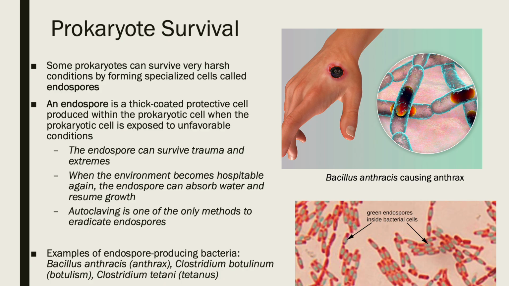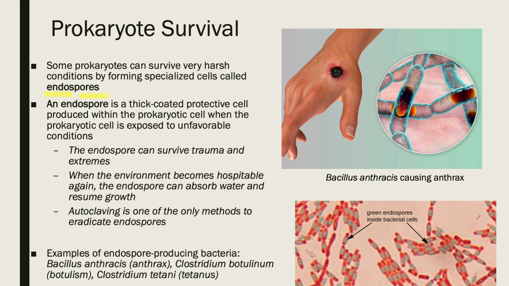Some prokaryotes are able to survive extremely harsh conditions. These types of bacteria are able to form specialized cells that we call endospores. So endo, of course, for inner, and then spore is basically an impenetrable, thickly coated cell. The technical definition: an endospore is a thick-coated protective cell produced within a prokaryote when conditions become unfavorable. The endospore can survive trauma and extremes.